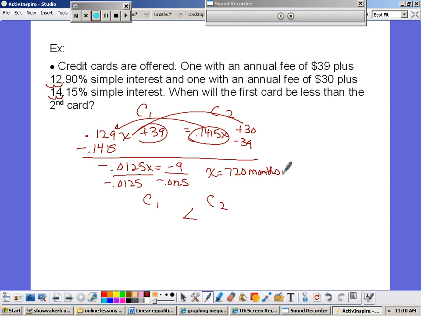Now that's when they're equal. Now, that wasn't my question. My question is, when is the first card better? Well, the first card has the highest out-of-pocket money, so it's better after 720 months. So card 1 is better after 720 months.